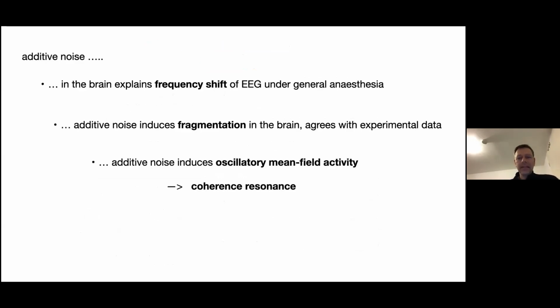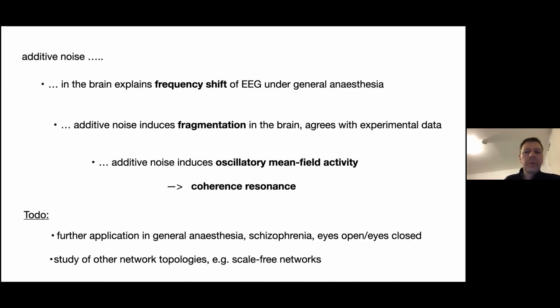So at the end, to summarize, we've shown that additive noise induces a frequency shift of the EEG, so it can move the frequency of a system. It induces a fragmentation, so that the areas in the brain decorrelate. And in addition, it induces oscillatory mean field activity, which is a sign here of coherence resonance.